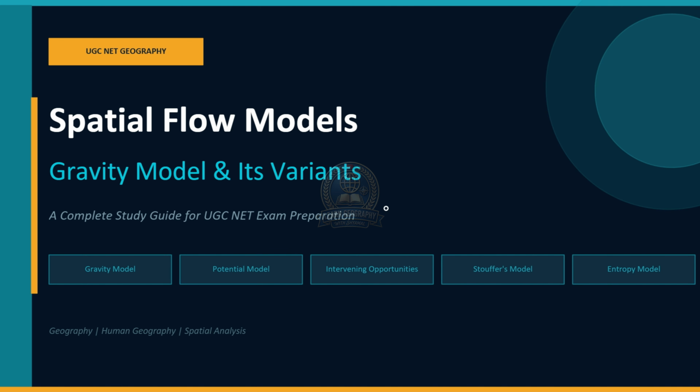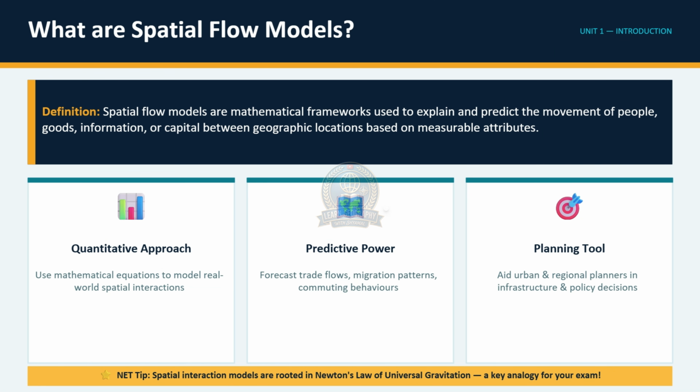Okay, let's start the class. What are spatial flow models? Definition: spatial flow models are mathematical frameworks used to explain and predict the movement of people, goods, information or capital between geographic locations based on measurable attributes.